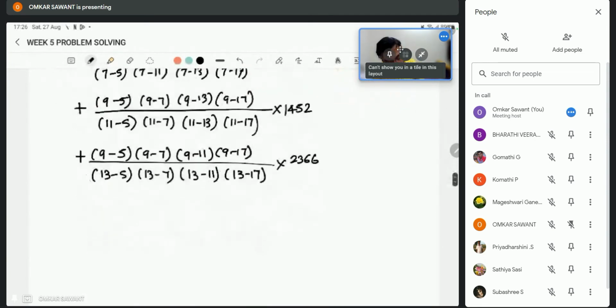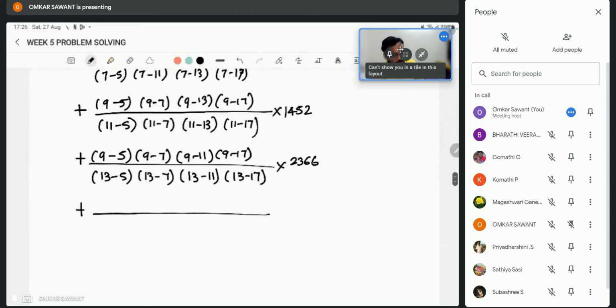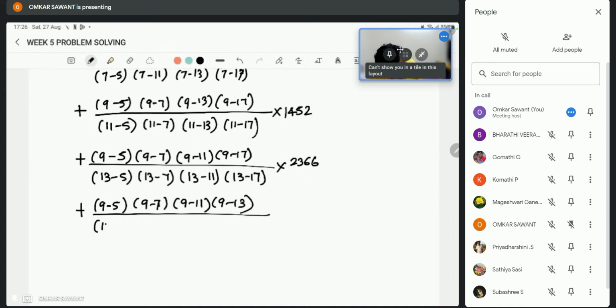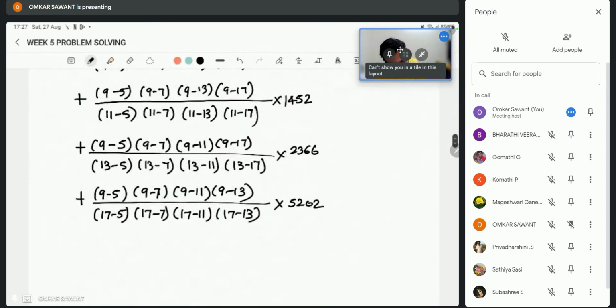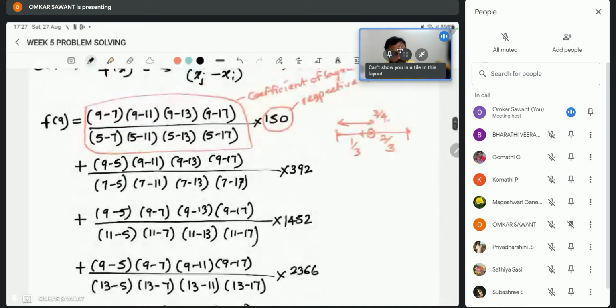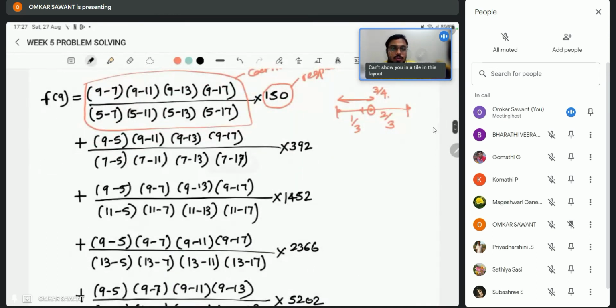Correct? Last term. We have 5 terms. So this is the last term, 17. Correct? The functional value is, take your time and give me the answer. This will give you the functional value at x equal to 9. Okay. Yes, sir. Calculate and tell me.